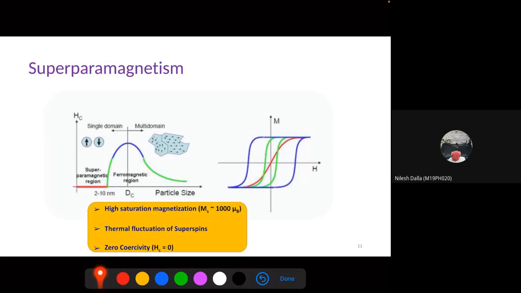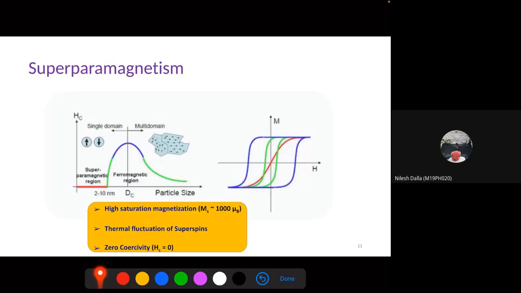When you take an average over time or over space, you observe that the total magnetization is zero due to the thermal fluctuation, very similar to a paramagnetic case. But here we call it a superparamagnet because the magnetization is very huge.